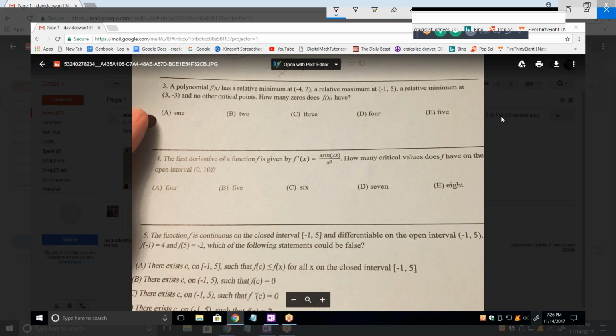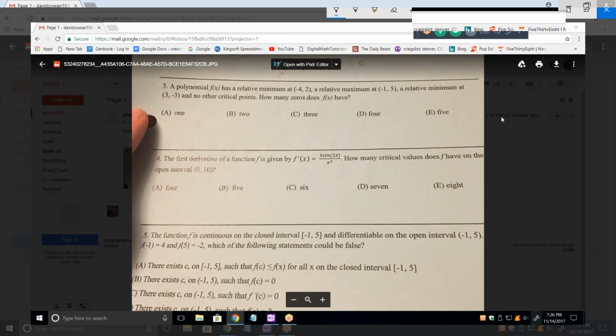Number 4. The first derivative is given by that. How many critical values does f have on the interval 0 to 10? And the answer is 4 or more.